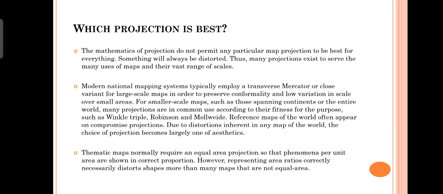For smaller scale maps, such as those spanning continents or the entire world, many projections are in common use according to their fitness for the purpose, such as Winkel Tripel, Robinson, and Mollweide. Reference maps of the world often appear on compromise projections. Due to distortions inherent in any map of the world, the choice of projection becomes largely one of aesthetics. Thematic maps normally require an equal area projection so that phenomena per unit area are shown in correct proportion. However, representing area ratios correctly necessarily distorts shapes more than many maps that are not equal area.